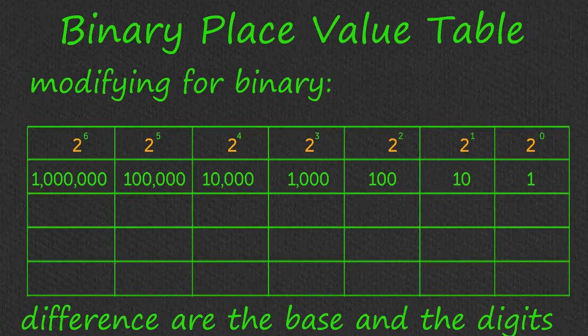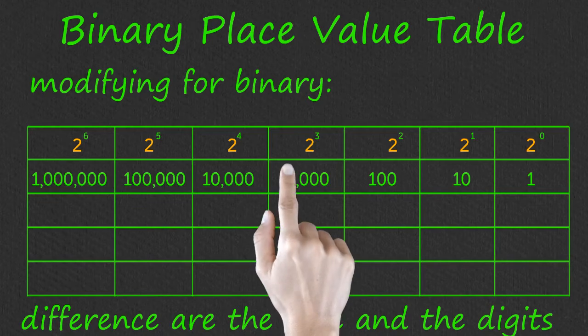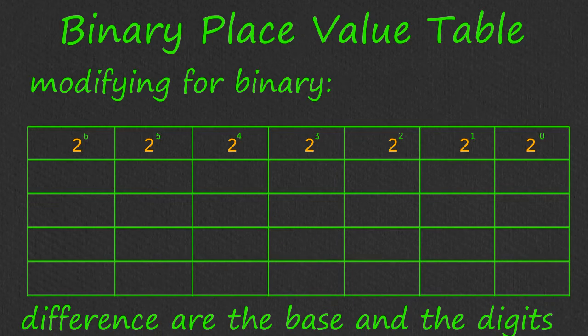That's fine, but then you might ask, what are the actual values of these places? Well, we can apply our knowledge of indices here. 2 to the 0 is 1, 2 to the 1 is 2, 2 to the 2 is 4, 2 to the 3 is 8, and so on. If this is confusing to you, please watch my video on indices.